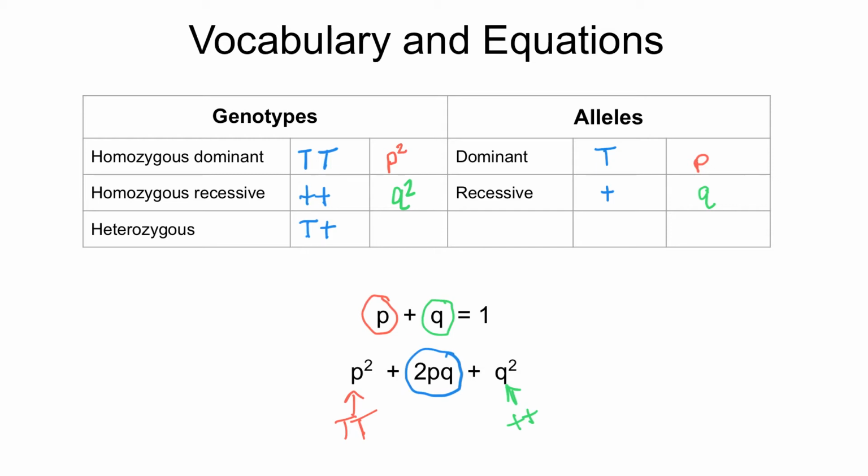And so in order to figure out the heterozygous genotypic frequency, we have to take 2 times P times Q. So you have to know both P and Q in order to figure out the frequency of the heterozygous individuals. And so I'm going to just write 2PQ here. Okay. So hopefully that helps you to kind of see how our genotypes and alleles can relate to the equations that we're using to solve these problems.